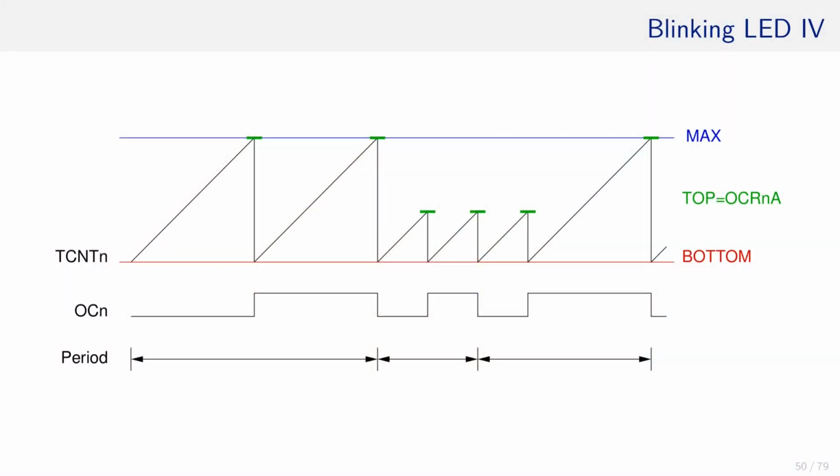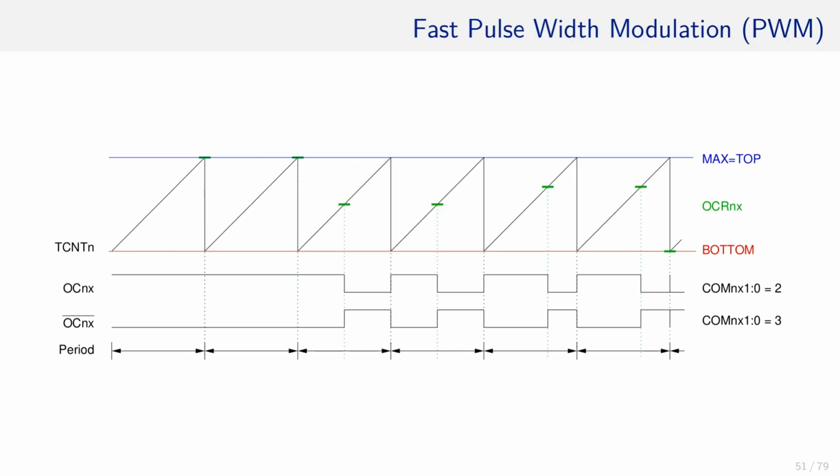In the CTC mode, the period changes and the duty cycle remains constant. As you can see, in this period the duty cycle is 50% as well as in this one, albeit the period is shorter. However, for the blinking LED scenario, we need something that can change the duty cycle but keeps the period constant. That is where pulse width modulation, or PWM in short, comes into play.